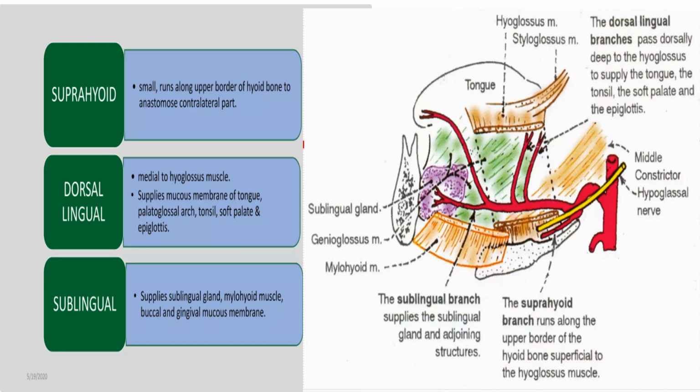It supplies the sublingual gland, mylohyoid muscles, and the buccal and gingival mucous membrane. It passes dorsally, deep into the hyoglossus, to supply the tongue, tonsils, soft palate, and the epiglottis region.